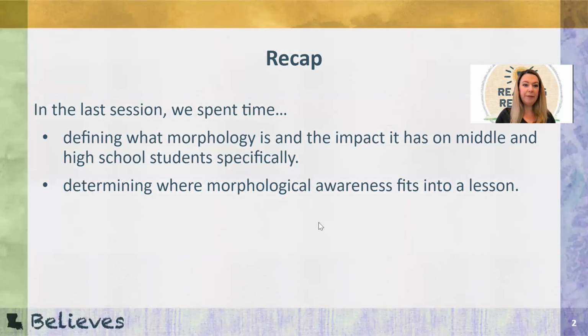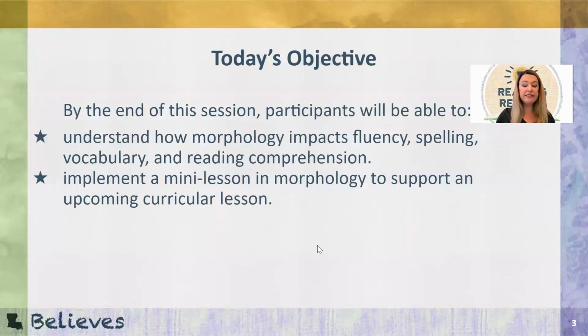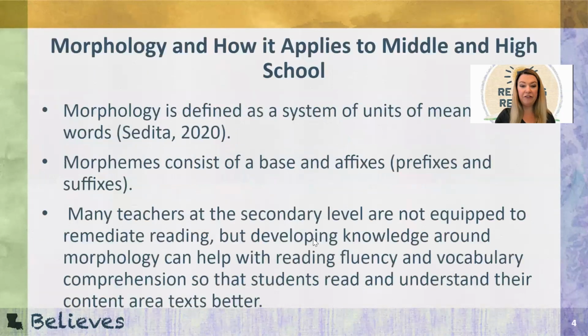So in the last session, we spent time defining what morphology is and the impact it has specifically on middle and high school students. We talked about determining where morphological awareness fits into a lesson. Today's objectives are, by the end, you'll be able to understand how morphology impacts fluency, so students' ability to read, spelling, vocabulary, and reading comprehension. Specifically, you're going to be able to implement a mini lesson in morphology to support an upcoming curricular lesson that you have.